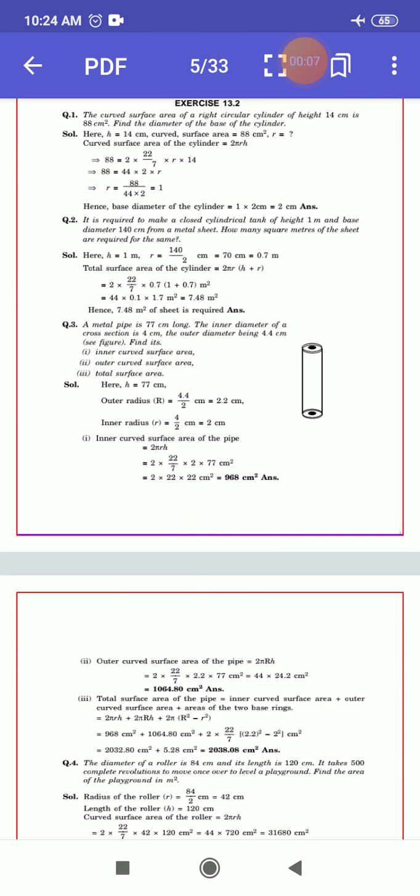So today I will explain the form of a cylinder, and I will also give you some formulas related to the cylinder. I hope you will learn all these formulas properly, so you do not have any problem related to the cylinder figure, dimensions and formulas. So we have to start our new exercise 13.2.